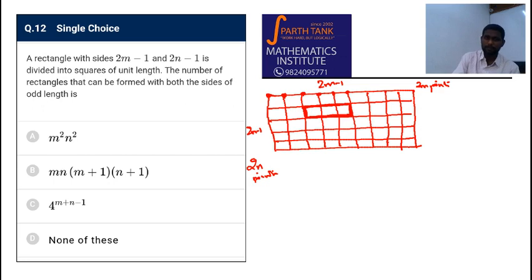Now you see, how many rectangles of 1 by 1 can be formed? If you count, there are 2m minus 1 here and 2n minus 1 here. So totally the number of 1 by 1 rectangles can be 2m minus 1 into 2n minus 1. How can we generalize that? Let us say the length of the rectangle is 2i minus 1 and the breadth is 2j minus 1. Both are odd numbers.